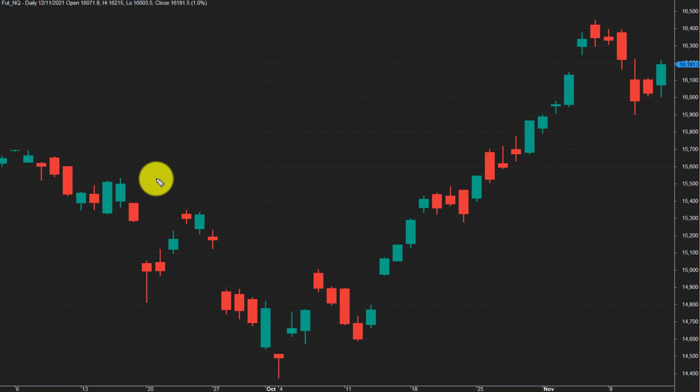I've got a chart of E-mini Nasdaq shown on the screen, and the price chart only shows the day session, so the regular trading session of the E-mini Nasdaq futures. We can observe that sometimes the gap in between the close and the subsequent open of the following regular trading session is quite significant. So let's have a look at some numbers.